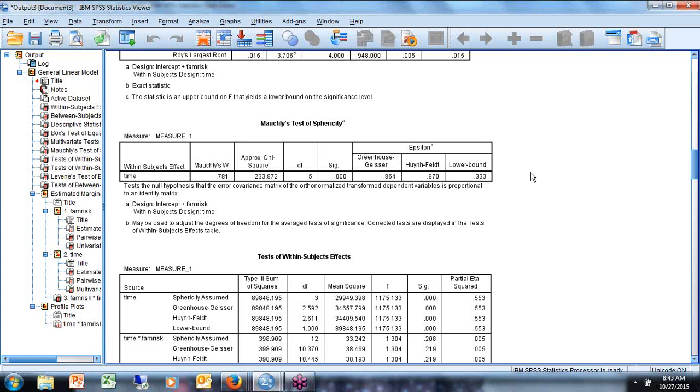That's very difficult for us to achieve. So whenever you have more than pre-test and post-test, whenever you have more than 2 time periods, you need to look at this Mauchly's test of sphericity, and very often it will be rejected, in which case we will tend to use one of these 2 corrections, the Greenhouse-Geisser or the Huynh-Feldt.